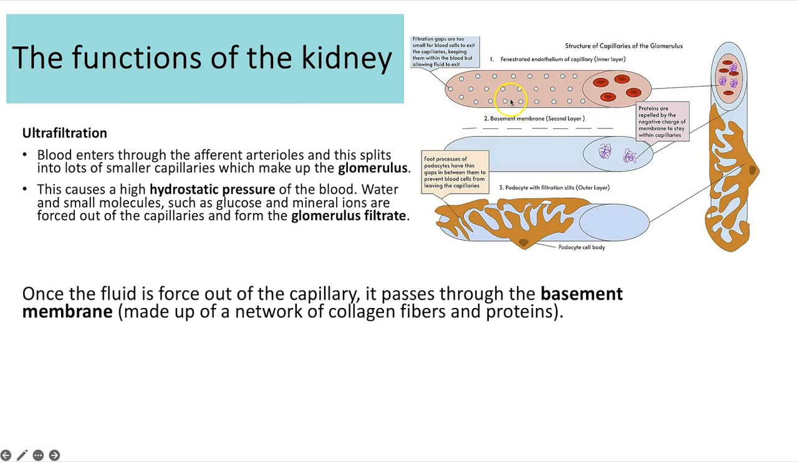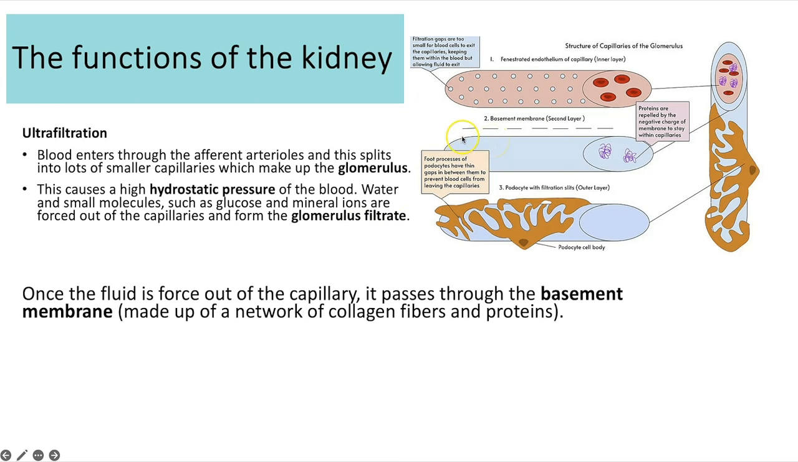And that's what these tiny circles are meant to represent, the gaps between the cells in the wall of the capillary. Now, lining that capillary, you can see this blue layer, which is the basement membrane. And that is another layer that filters. And then surrounding those, you can see these yellowy beige coloured cells, which are known as podocytes. And that creates another layer that the liquid has to pass through. So we've got those three filter layers.